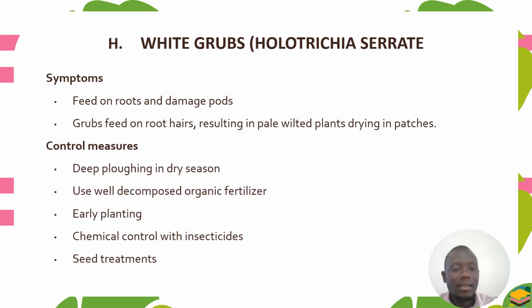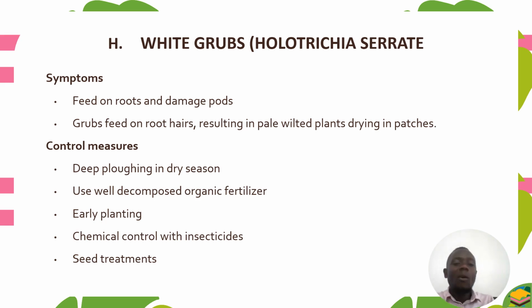Then grubs also feed on root hairs, resulting in pale wilted plants drying in patches. So they feed on the root hair. You know the roots, there is the taproot and there are root hairs. So these white grubs feed on the root hair, resulting in pale wilted plants drying in patches.